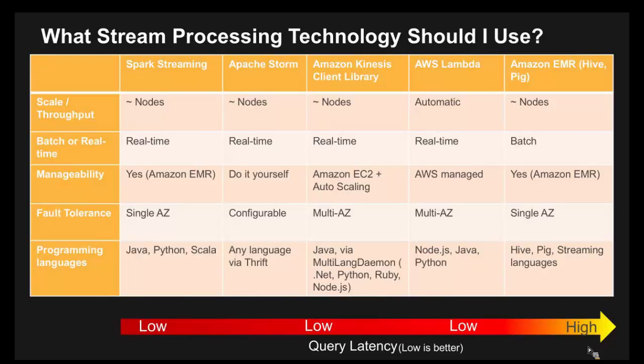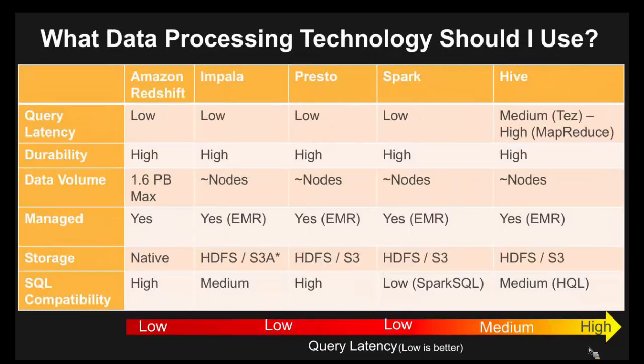But in general, Spark Streaming, Storm, the Kinesis Client Library, and Lambda can be used for very low latency processing, whereas with Hive and Pig, the processing latency is higher. Similarly, Amazon Redshift is ideal if you're dealing with a classic MPP, massively parallel processing, data warehouse. Now, Presto and Impala are open source systems that essentially do the same.